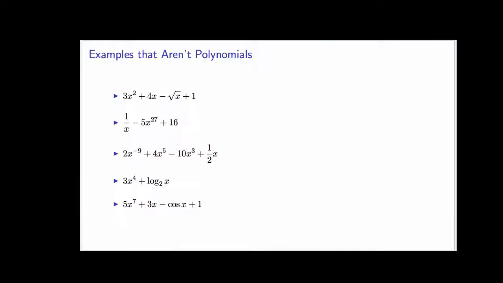And in our final expression that's not a polynomial, the 5x to the 7, the 3x, and the 1 are all polynomial terms, but our minus cosine x is not a polynomial term.